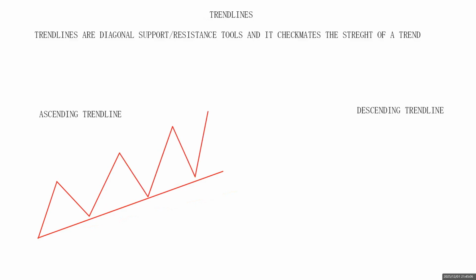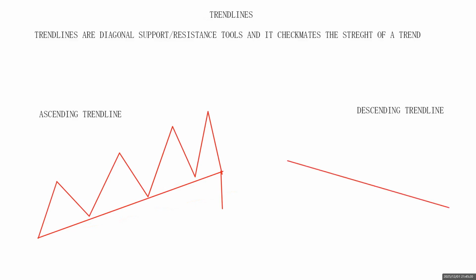Okay, so the ascending trend line checkmates the strength of a bullish trend. For example, this is a bullish trend, right? The ascending trend line makes sure that everything bounces off this. That's the essence of having the ascending trend line. So if there's a breach of the ascending trend line, it means that there's a high probability that the bulls are done and the sellers have taken over.